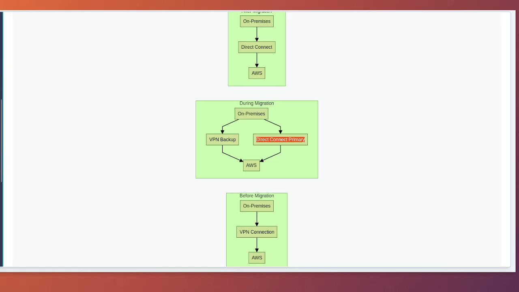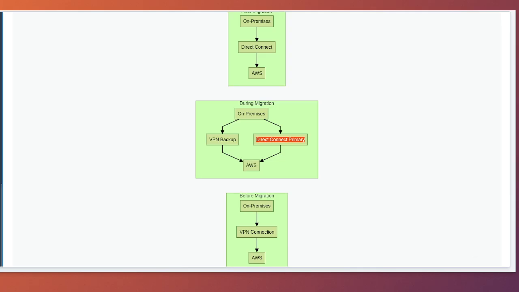BGP allows you to prefer one path over another using attributes like local preference or AS path length. You can configure your routers to prefer the Direct Connect path, but keep the VPN path as a backup. Start by testing with non-critical traffic to verify everything works correctly. Monitor performance and stability. Once you are confident, you can shift production traffic by adjusting the BGP preferences. The VPN remains in place as a backup and can take over automatically if Direct Connect fails.